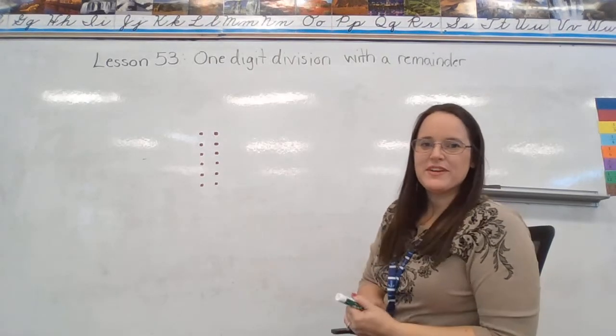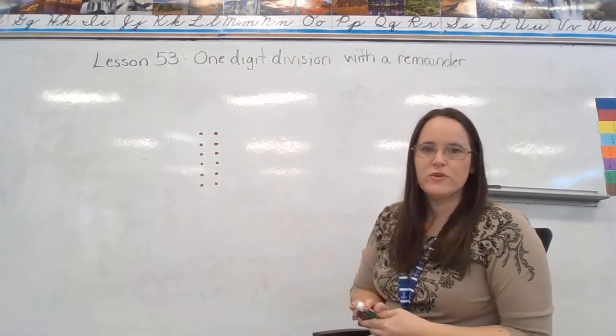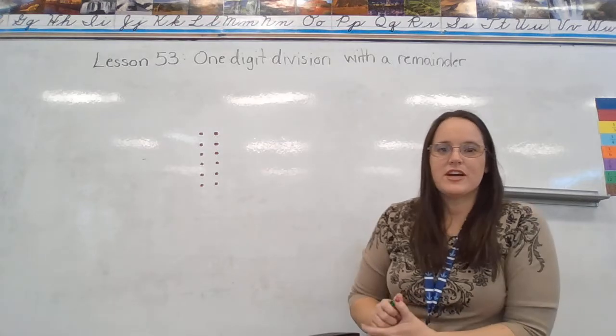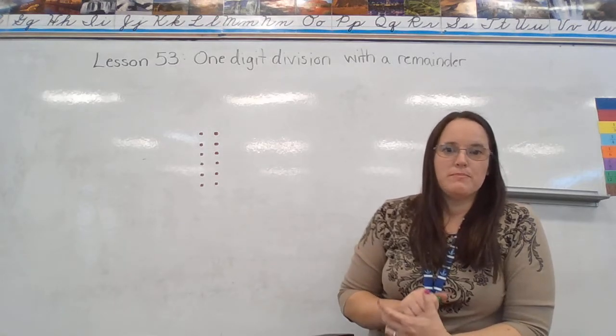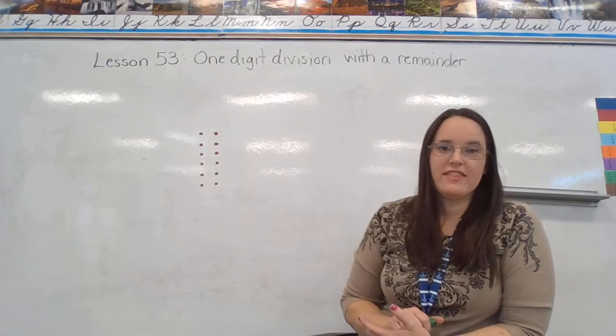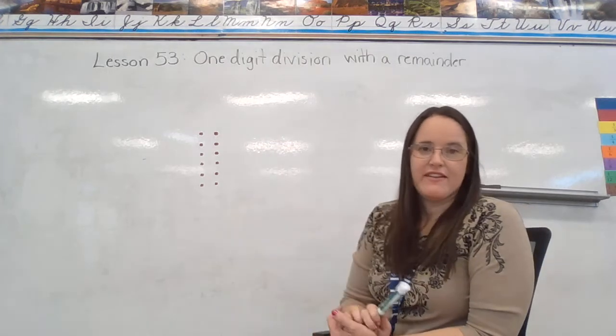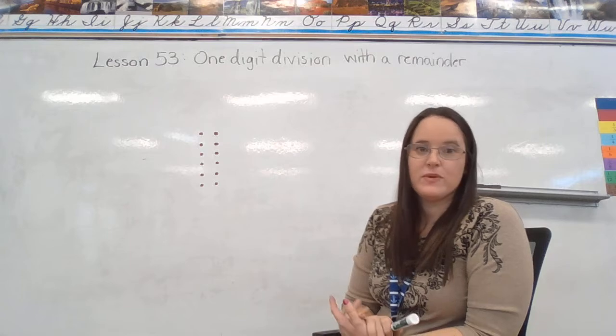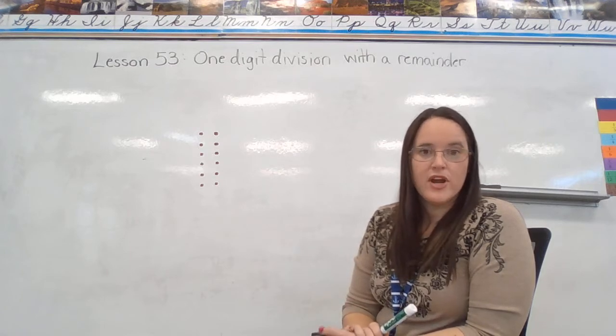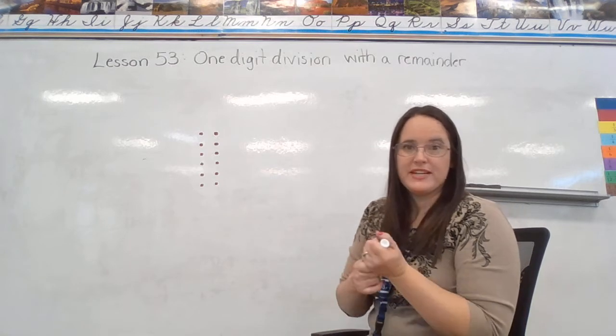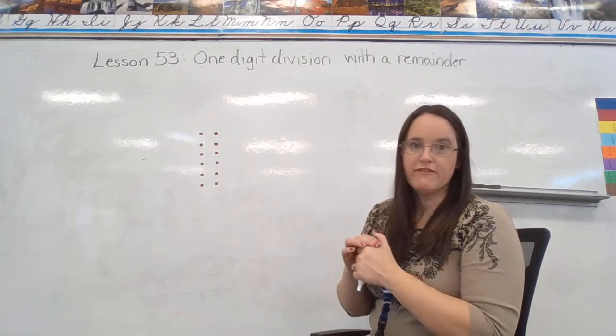Hi class, today we are on Saxon Math Book 4, Lesson 53, and we're going to talk about dividing by one-digit numbers with remainders. So, we already know if we have 12 dots and we want to divide them by 4, we can show that by putting these dots into groups of 4.